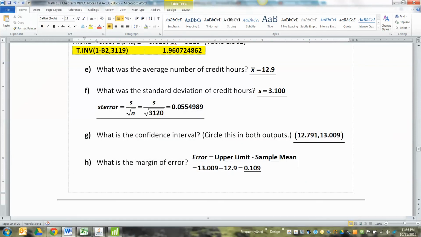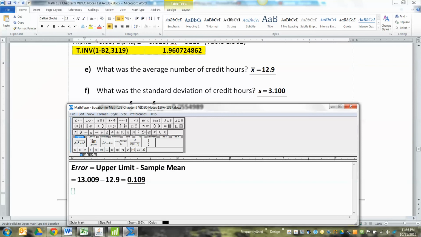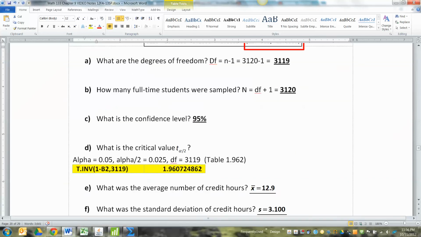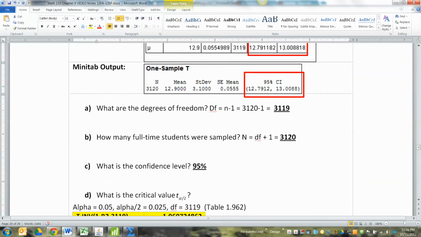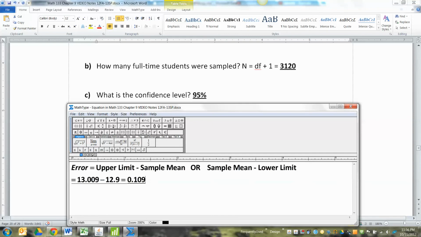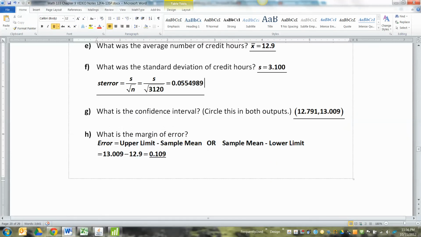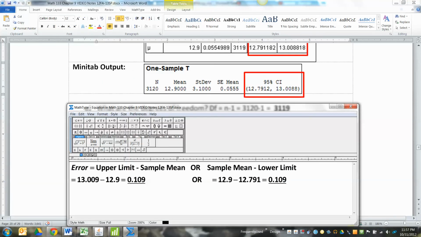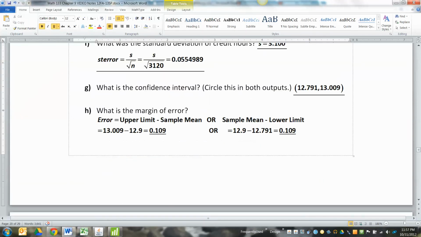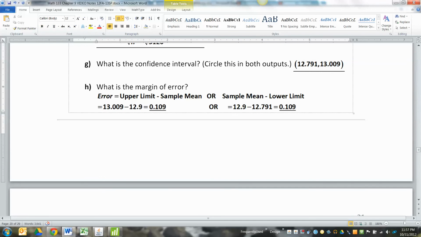You could also have done it by taking the sample mean minus the lower limit. That would also work. So you could take 12.9, take away whatever that lower limit was, 12.79, and that would also work. Okay, but one way or another, you're going to get 0.109 to be the answer. There we go. That looks better. So one way or another, you've got your final result. You've got the margin of error.